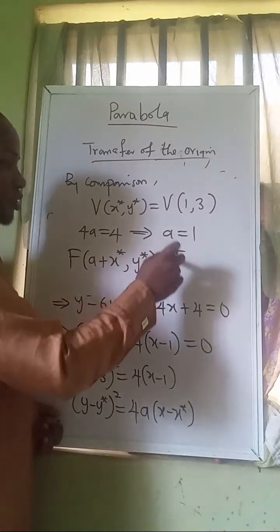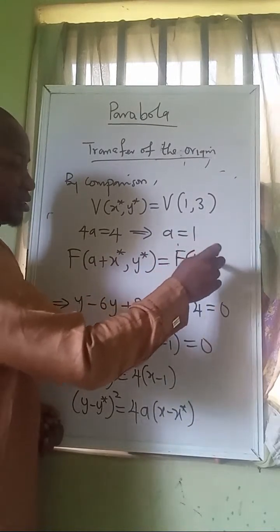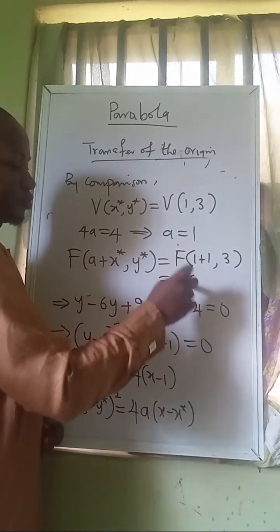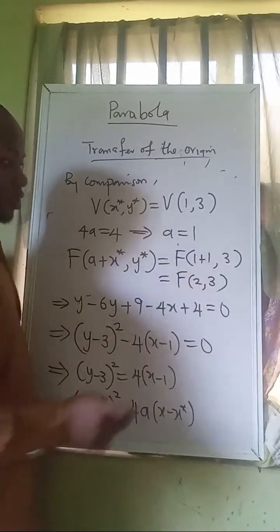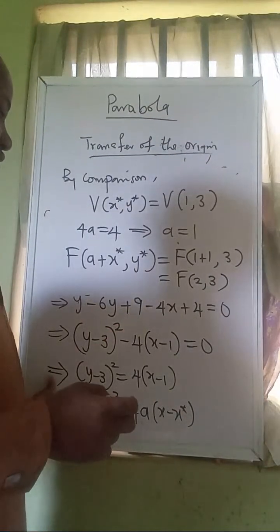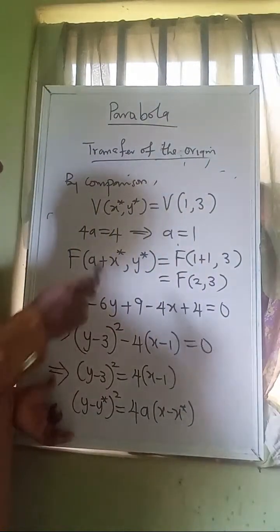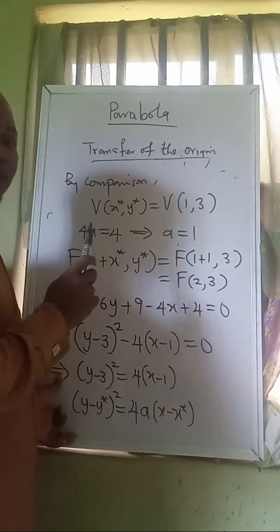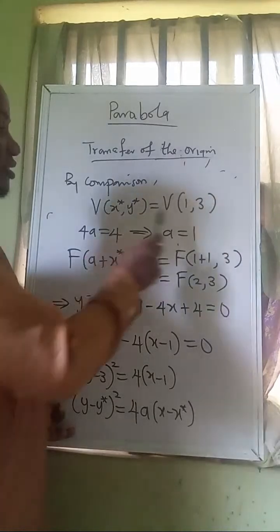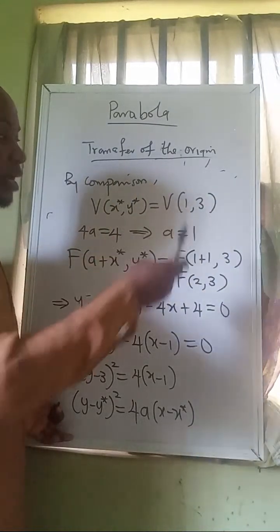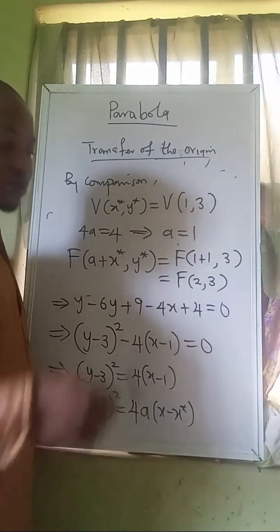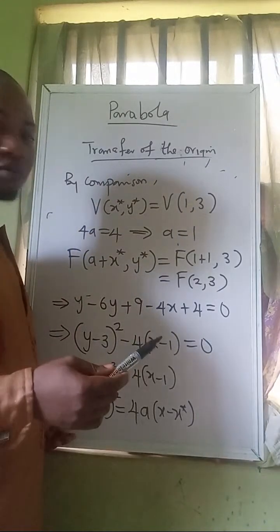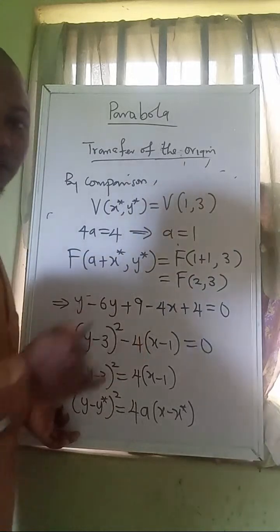Okay, so this will be f of 1 plus 1, comma 3. So this will be f of 2, comma 3. Okay, so the focus of the given parabola is (2, 3), while the vertex, that is the origin of the parabola, is (1, 3). Okay, so this is how we solve problems in the case of a parabola whose origin is transferred.